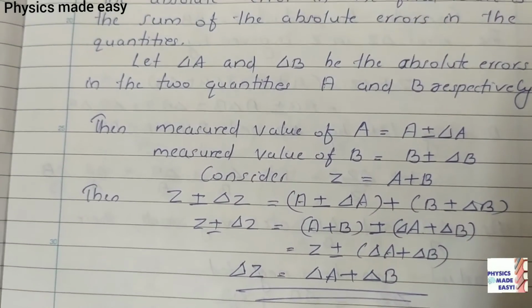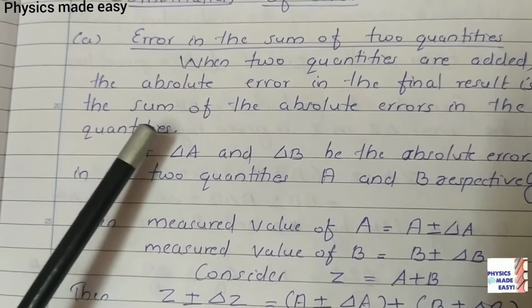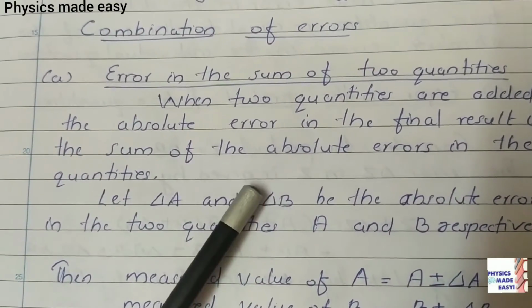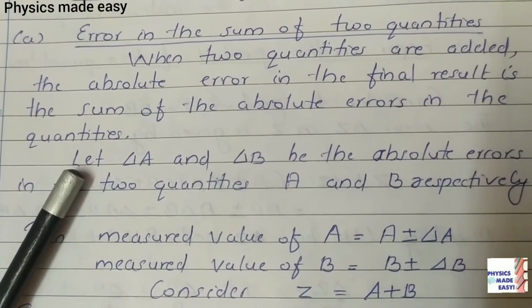So we can conclude this as, when two quantities are added, the absolute error in the final result is the sum of the absolute errors in the measured quantities.